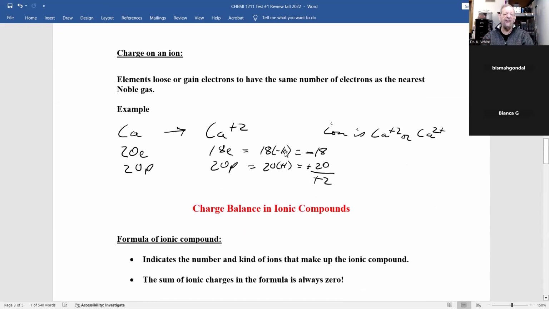Now, when an element loses or gains electrons, it forms an ion. And how do you know? If I asked you, what ion does calcium form?